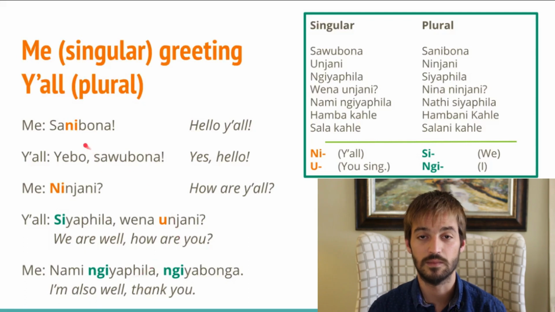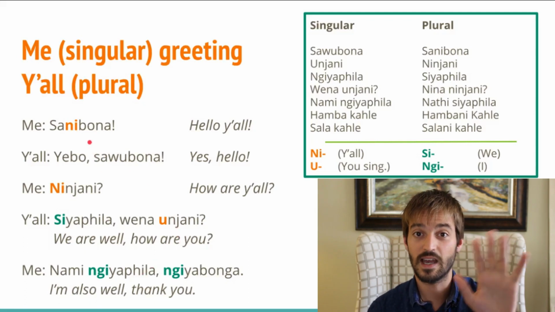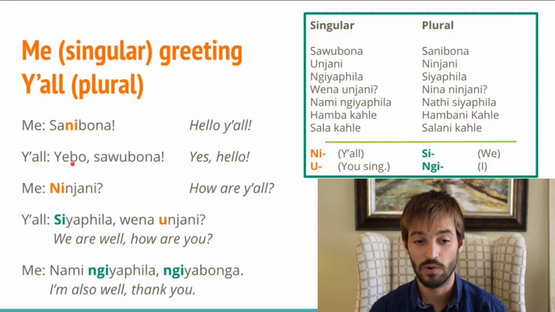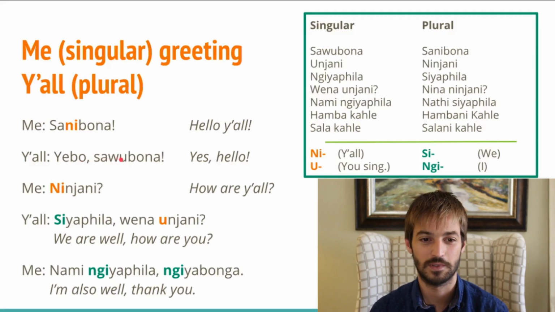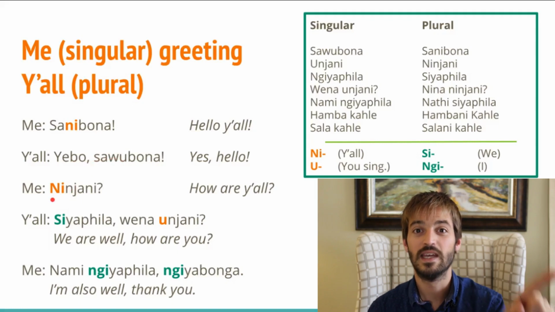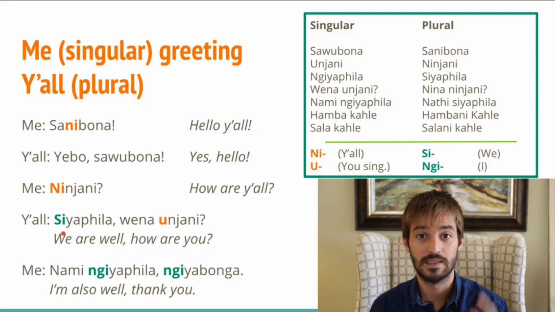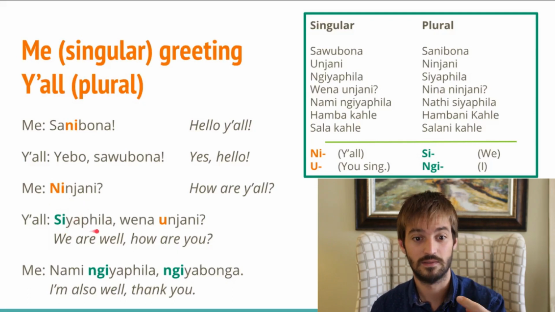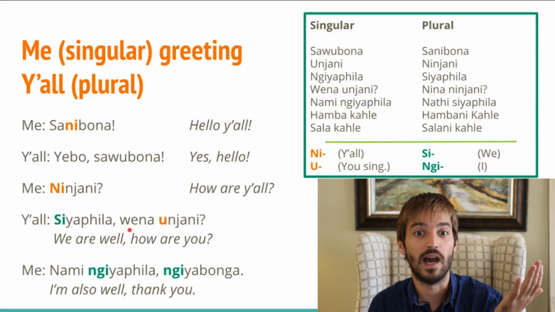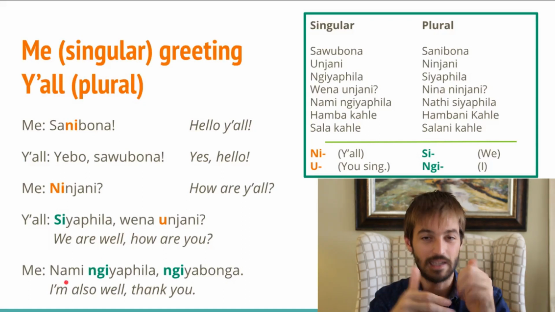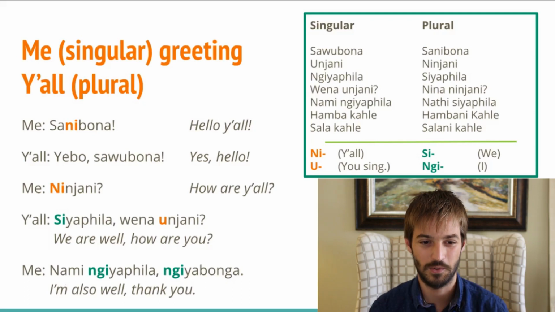Let's greet again quickly. Me greeting all of you. Sanibona. You respond? Yebo. Sawubona. Cool. I ask all of you. Ninjani. How are all of you? Siyaphila. Wena unjani. Nami ngiyaphila, ngiyabonga. Cool. Let's carry on.